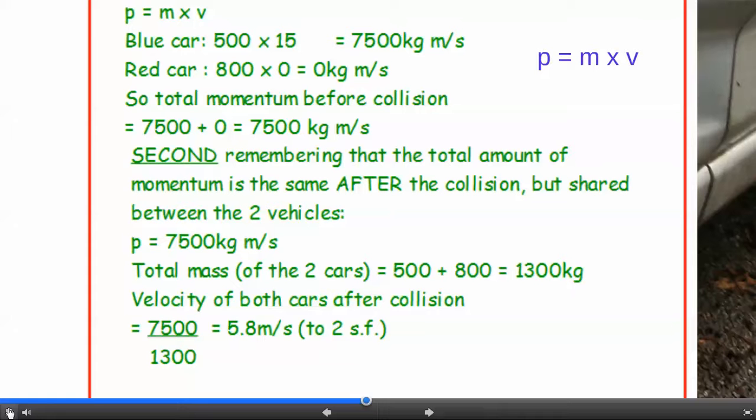Now you have to work out what happens after the collision. Now remember, the total amount of momentum is the same after the collision, but it's shared between the two vehicles. So the total amount of momentum after the collision is 7,500 kilogram meters per second. Now the total mass of the two cars is 500 plus 800, which is 1,300 kilograms. You can work out the velocity. Velocity is momentum divided by mass. 7,500 divided by 1,300 is 5.8 meters per second, to two significant figures.